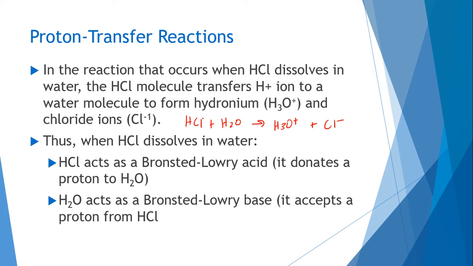We said that when water and hydrochloric acid mix, it forms hydronium and a chloride ion. And so we've donated an H plus, we've donated a proton. This chlorine went from having a hydrogen to not having a hydrogen. It donated it or gave it away. So HCl is going to be our acid. Acids donate.